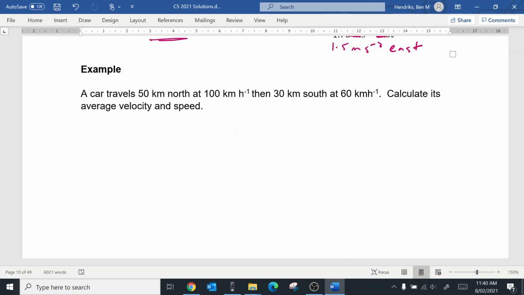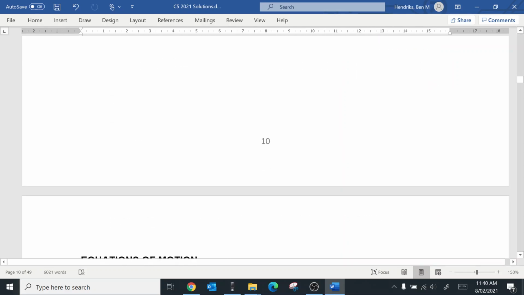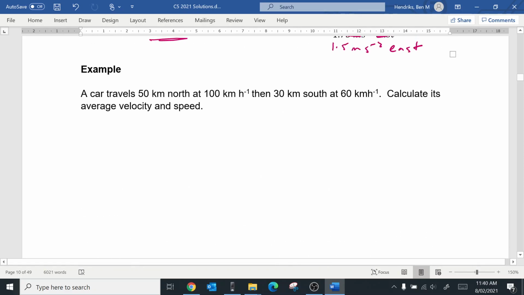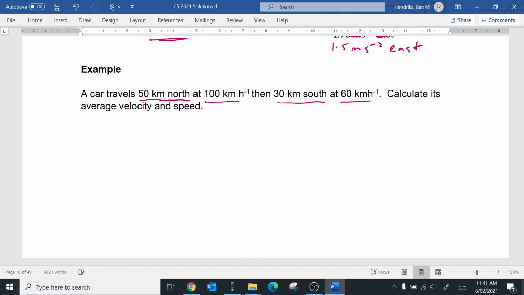Okay, welcome back. So we're following on from the last kinematics example. Let's see what page this is on. We're on page 10 for our Criterion 5 booklet, and we have another kinematics example here. A car travels 50 kilometers north at 100 kilometers an hour, then 30 kilometers south at 60 kilometers per hour. Calculate its average velocity and speed.